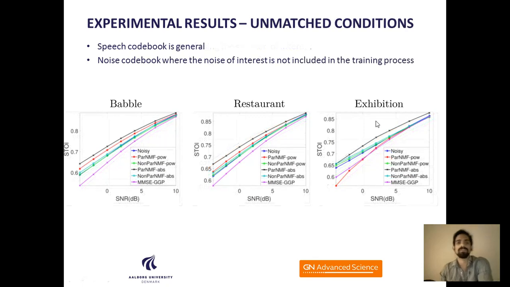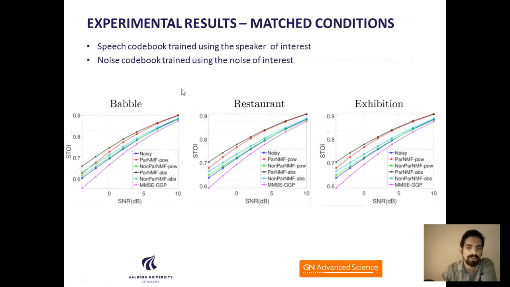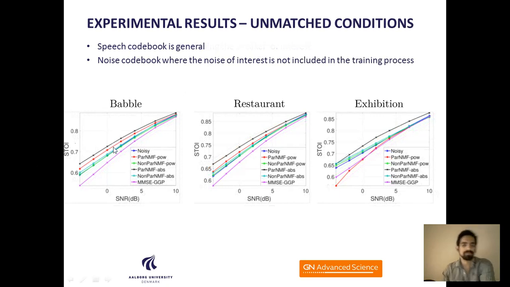And if you look at the results for the unmatched conditions, you can see that the results degrade slightly in comparison to the previous slide, but we still see that the proposed methods perform better than the unsupervised method for performing speech enhancement in almost all the cases except for this case here.